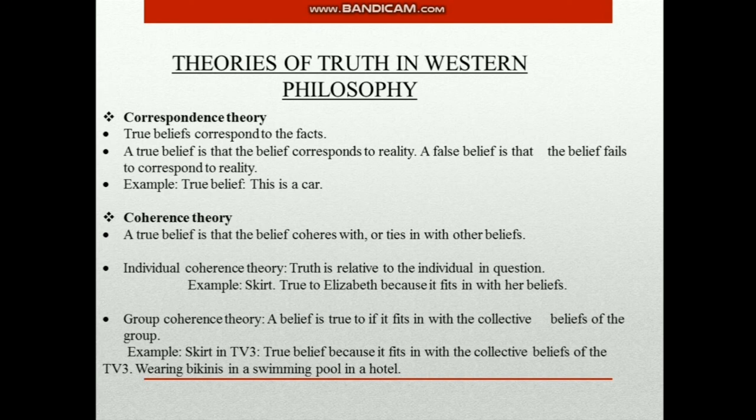Coherence theory. A true belief is one that coheres with or ties in with other beliefs. Individual coherence theory: truth is relative to the individual in question. For example, Kurt. Group coherence theory: a belief is true if it fits in with the collective belief of the group. For example, Kurt in TV3.